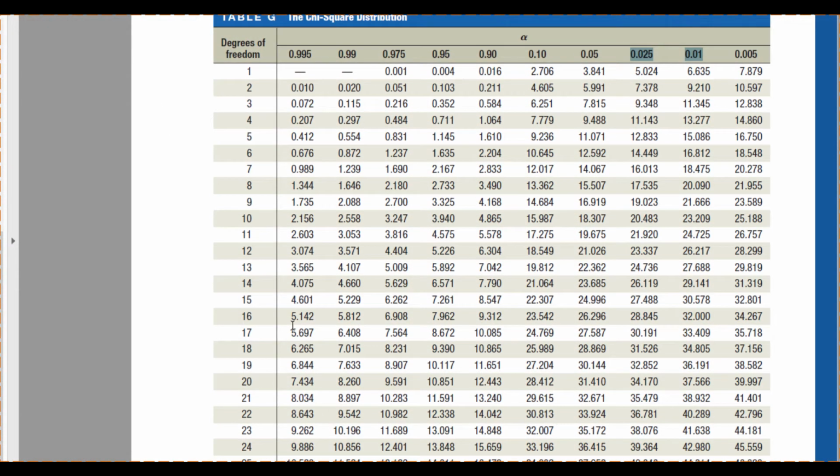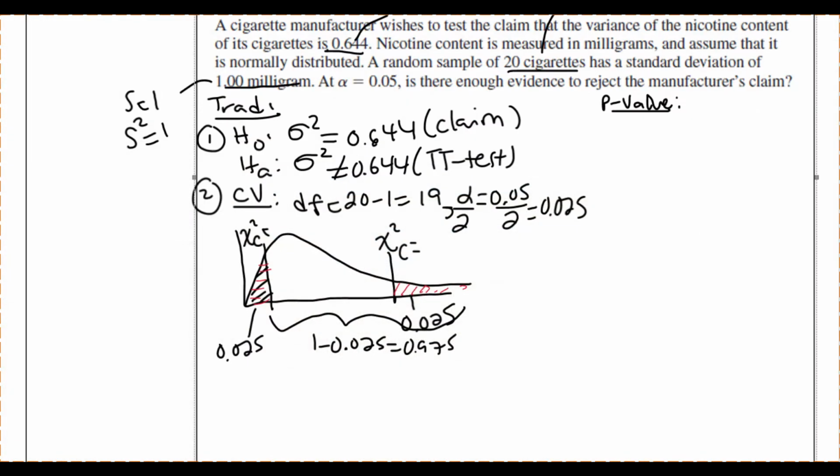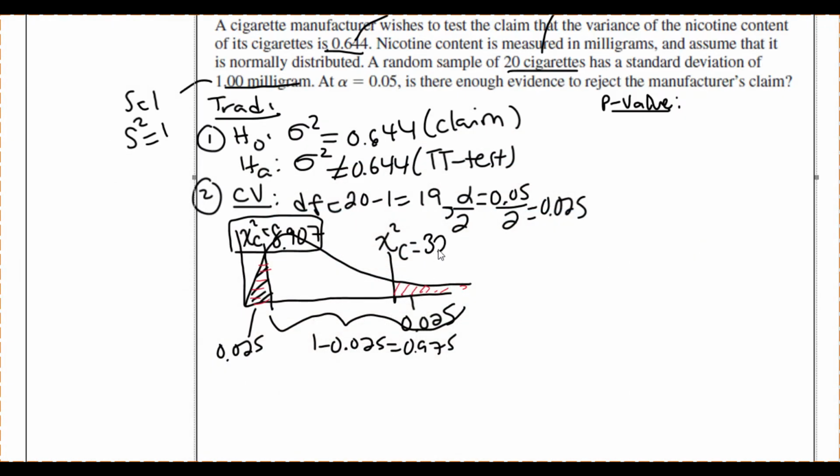All right, so going to the distribution, we need 0.025, 0.975, and a degree of freedom of 19. So degree of freedom of 19, and we need 0.975 for the left side, which is 8.907, and 0.025 for the right side, which is 32.852. So on the left side we got 8.907. So that's one of our criticals, and the other one's 32.852. All right, so we got our criticals.